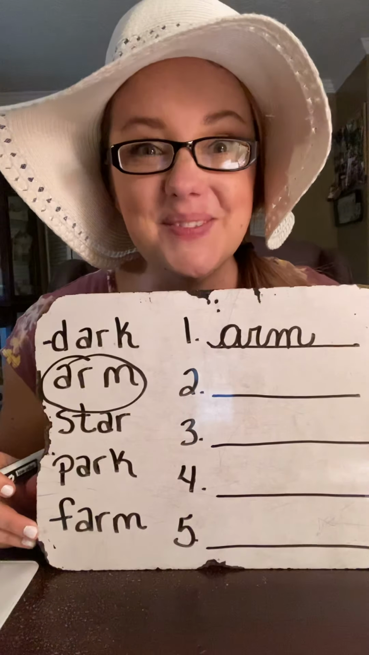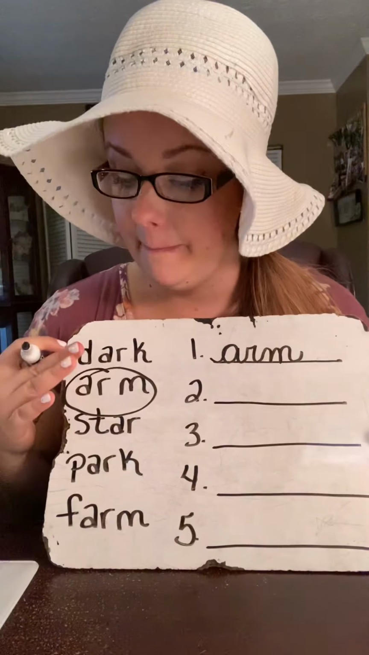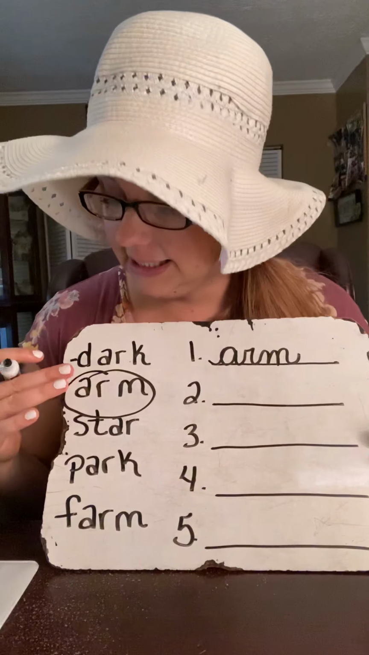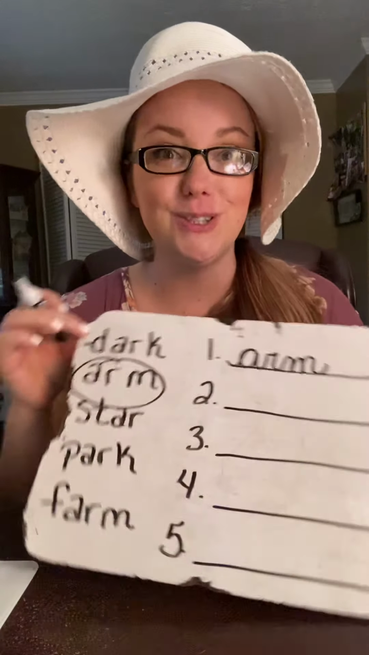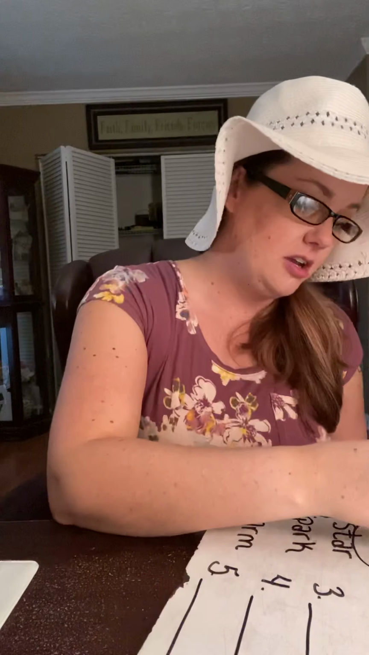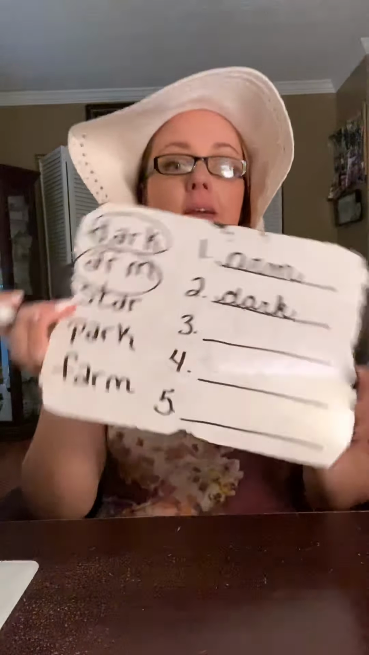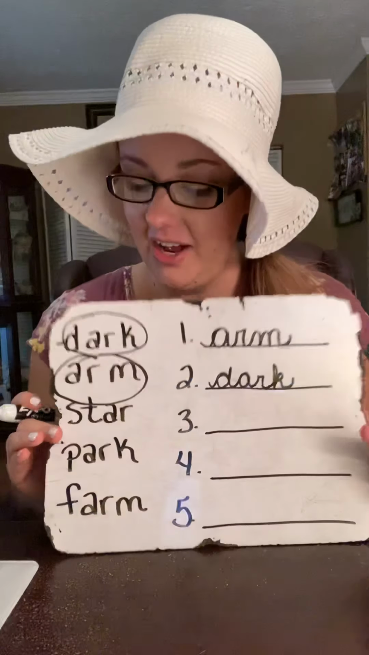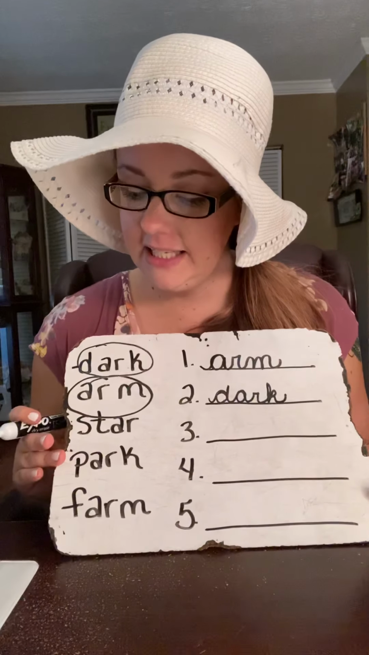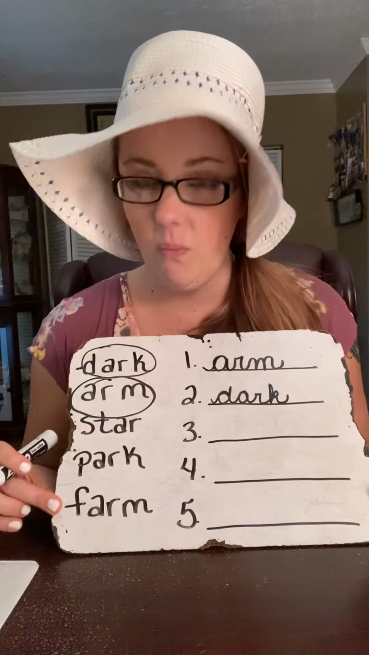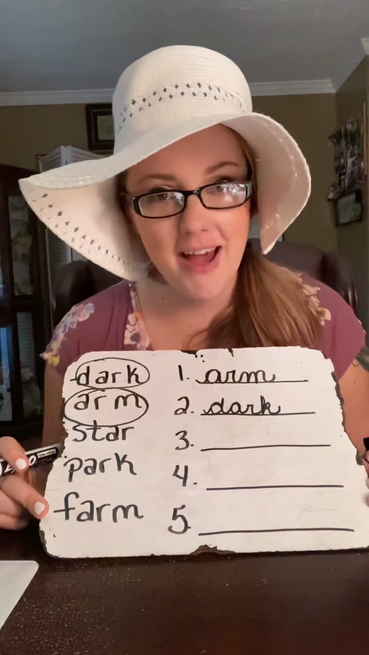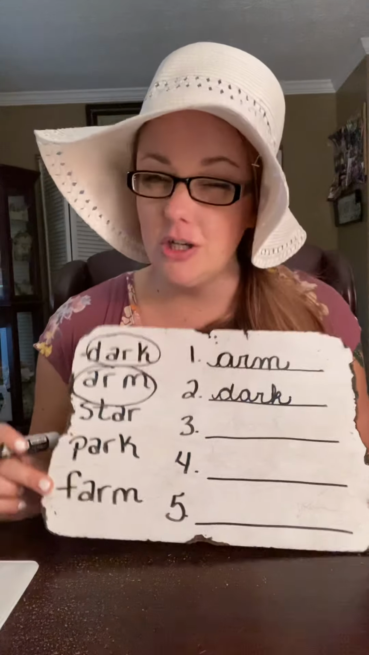Okay, so we'll go on with the alphabet. A, B, C, D, D, dark. So I'm going to circle dark, and I'm going to write it on number 2. Okay. All right, A, B, C, D, E, F. Ooh, we're getting some right off the bat, aren't we today? Farm. So I'm going to circle that one.